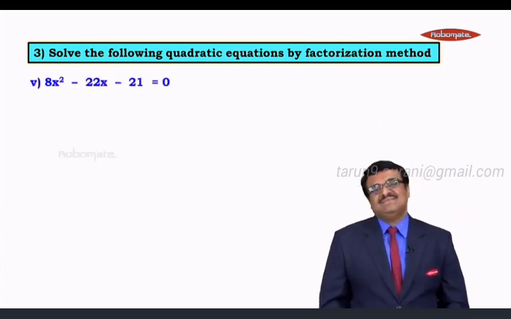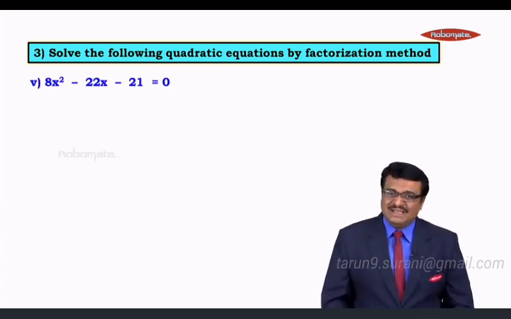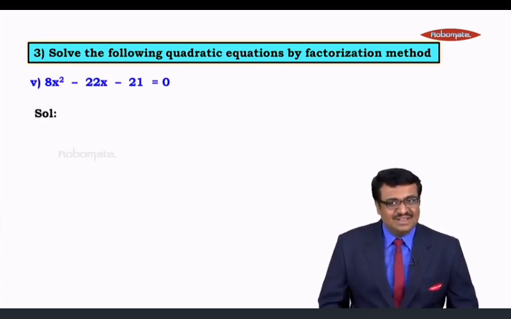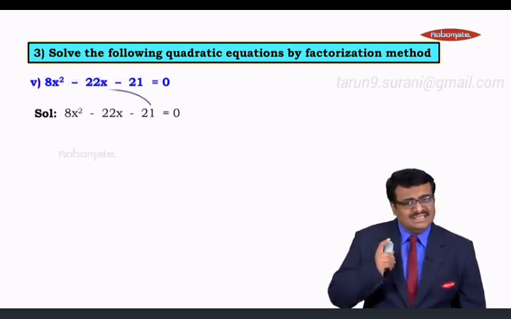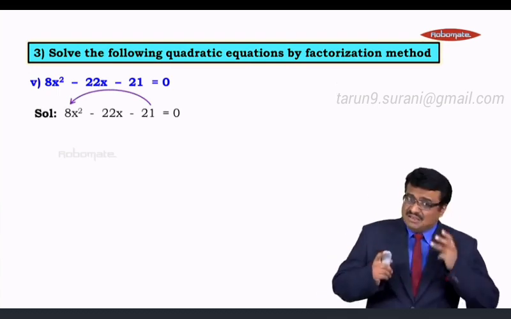The next question is this: 8x square minus 22x minus 21 is equal to 0. Now this equation 8x square minus 22x minus 21 is equal to 0 is in the standard form, right? So it has got 3 terms.